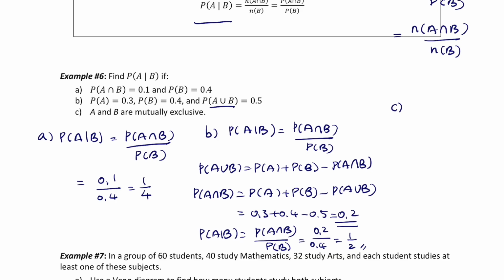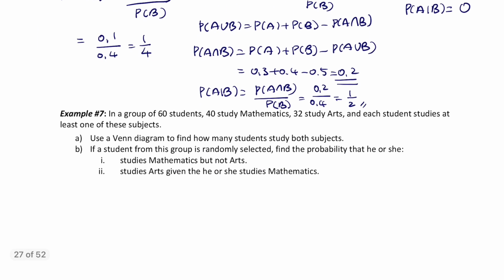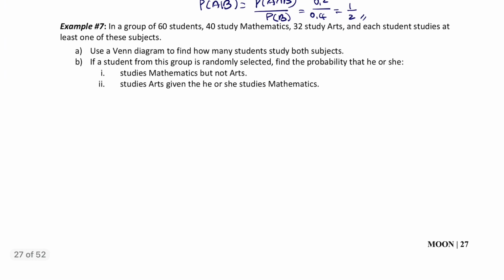Then question C, we have events A and B that are mutually exclusive. So when you have a mutually exclusive case, there's no intersecting part. So it means PA intersect B is equal to 0. So that means PA bar B for the mutually exclusive case is 0. Then now let's try to apply this concept into a real life situation.